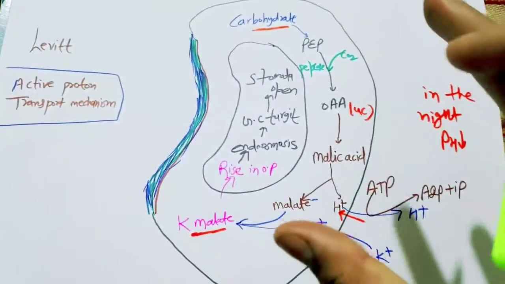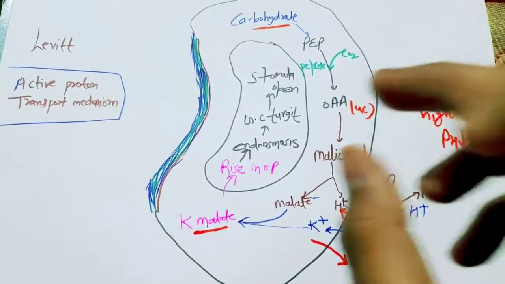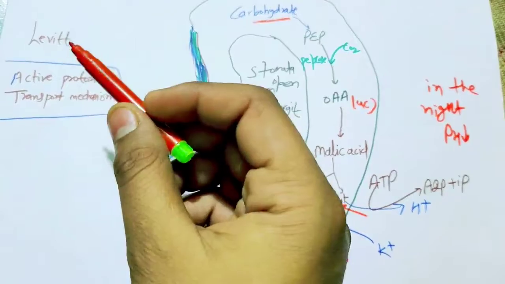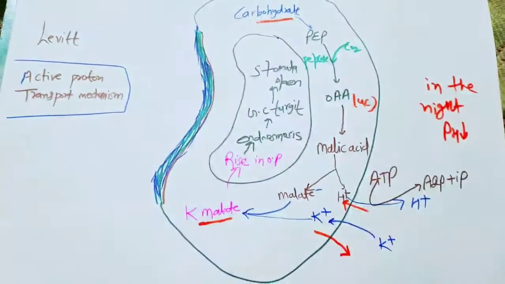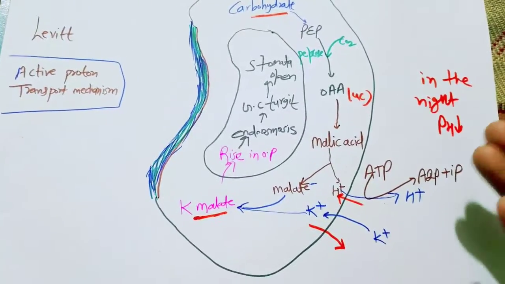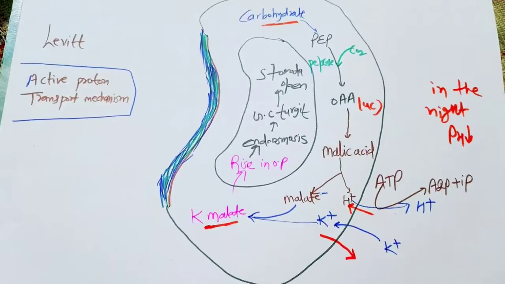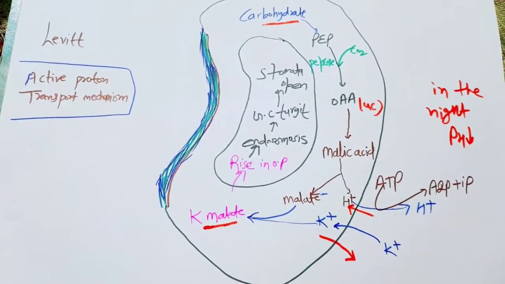So this is the whole inverted process of stomatal opening, and this is given by the Levitt scientist. We call it the active proton transport mechanism. As you can see, what happened in the opening of stomata and what happened in the closing of stomata, so you don't need to confuse between the two. I hope you guys will get it.